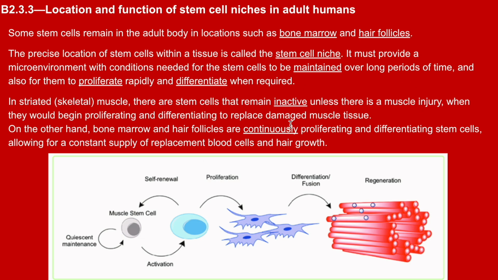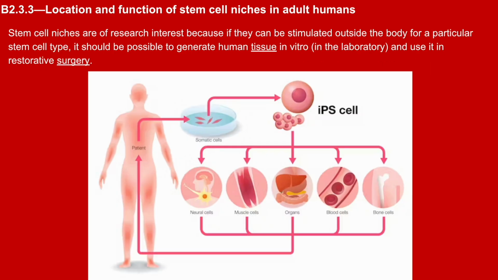Bone marrow and hair follicles, on the other hand, are continuously producing those particular types of cells. Now, interestingly, there's a lot of research being done right now on induced pluripotent stem cells. We're going to see that the more types of cells that a stem cell can become, the more potential uses it has in medicine and therapeutic uses.